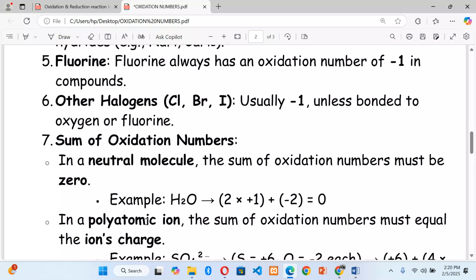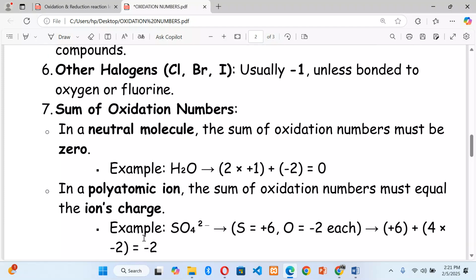Then in a polyatomic ion, where we have more than 2 atoms but the compound has an ion charge, the sum of oxidation numbers must equal the ion's charge. So the charge on that ion is equal to the sum of the oxidation numbers.